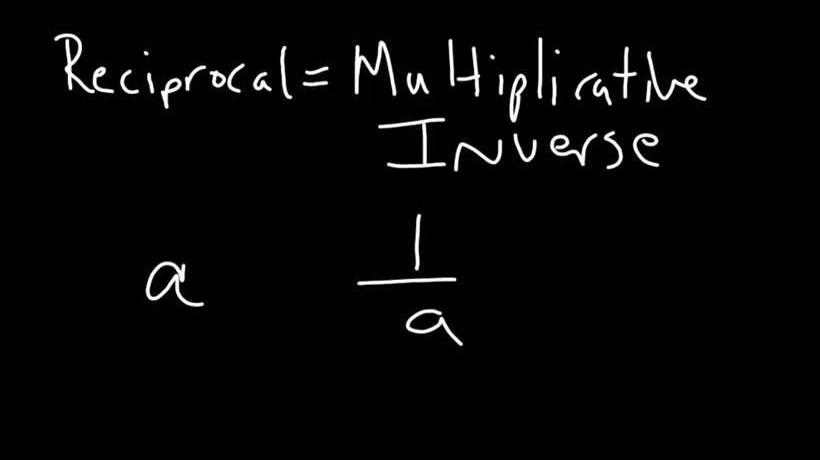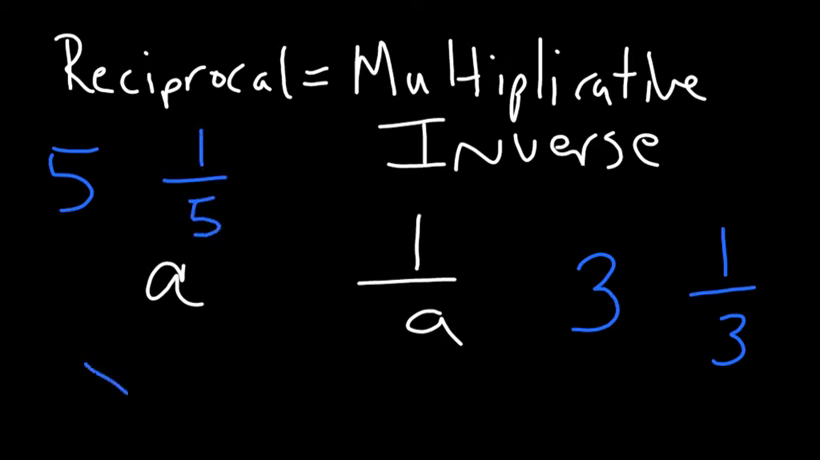Now, reciprocal is also called multiplicative inverse. So the reciprocal of A would be 1 over A. Just like the reciprocal of 3 would be 1 over 3. The reciprocal of 5 would be 1 over 5. The reciprocal of x would be 1 over x. They're reciprocals. Also, multiplicative inverses. The multiplicative inverse of A would be 1 over A. The multiplicative inverse of 3 would be 1 over 3, and so on.